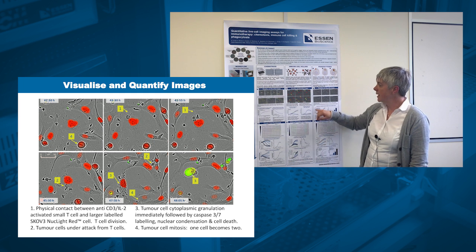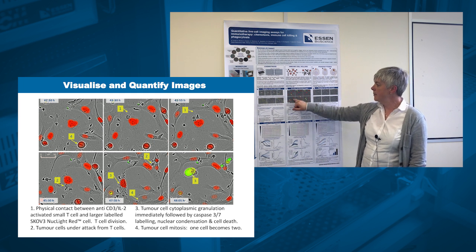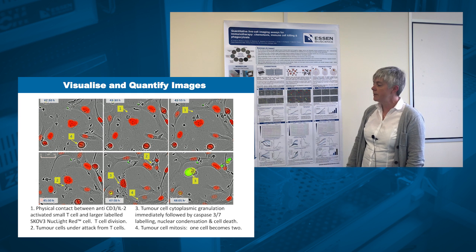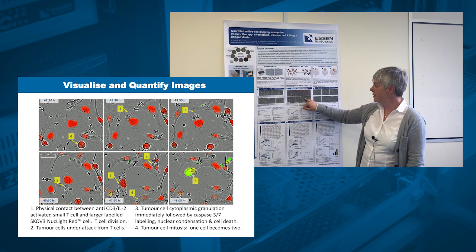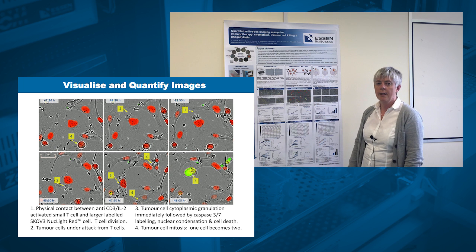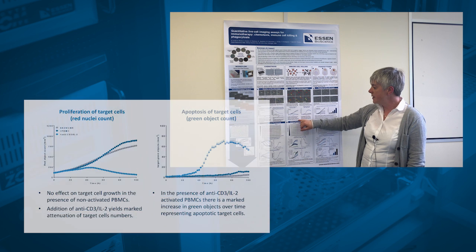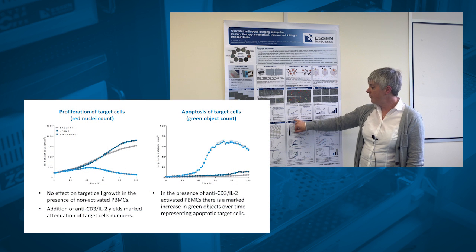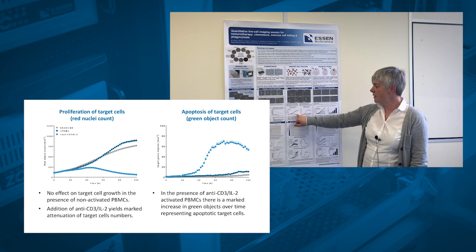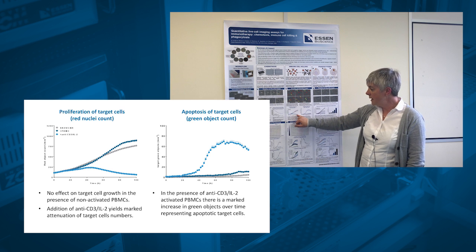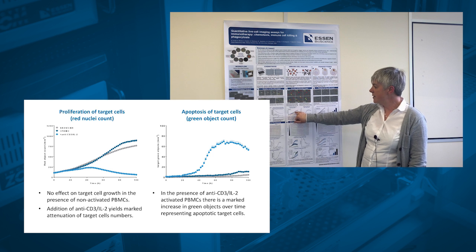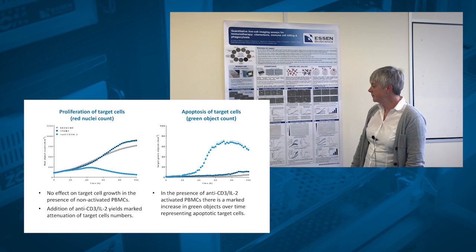So the IncuCyte ZOOM will actually count the number of red objects in the image to give you a direct readout of the proliferation of the tumour cell, but it can also mask the green objects in here to give you a direct readout of the cell death of the tumour cell. And if we look at the graphs here, we can just see some example data where we've got activated CD3 IL-2 PBMCs, and if you look at the blue line here, you can see that the proliferation of the target cells has been slowed down and then reversed or killed. And in the absence of the activation, you can see the target cells grow as you would expect.